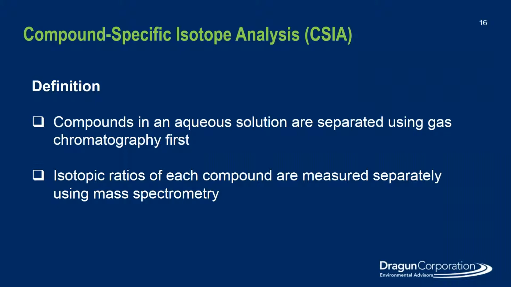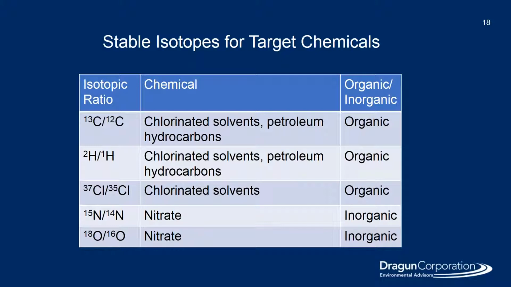Today I will talk about compound-specific isotope analysis, or CSIA, as an advanced tool to solve groundwater issues. So what is CSIA? It means that if you have a groundwater sample with a mixture of compounds like TCE and cis-DCE, first those compounds are separated using gas chromatography, and then the isotopic ratios of each compound are measured individually using mass spectrometry. This table shows stable isotopes for common groundwater contaminants such as petroleum hydrocarbons, chlorinated solvents, and nitrate.